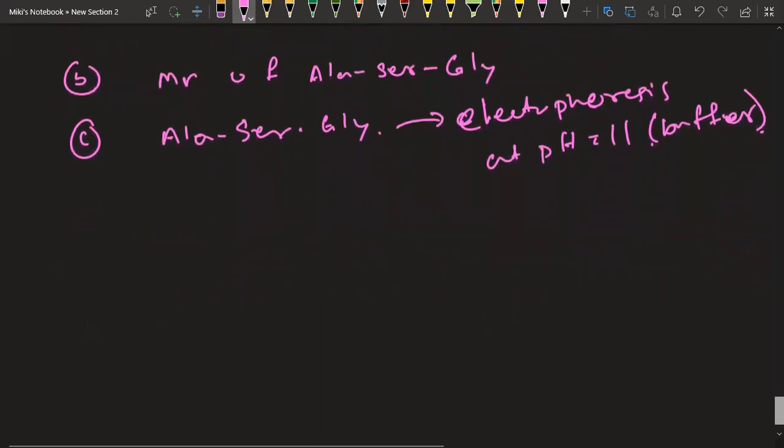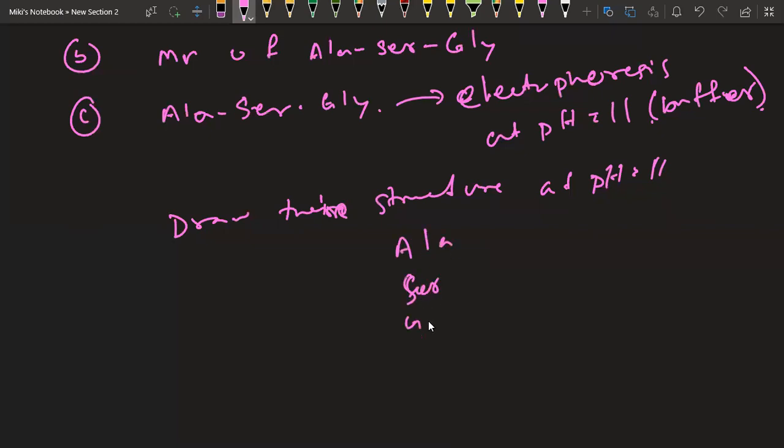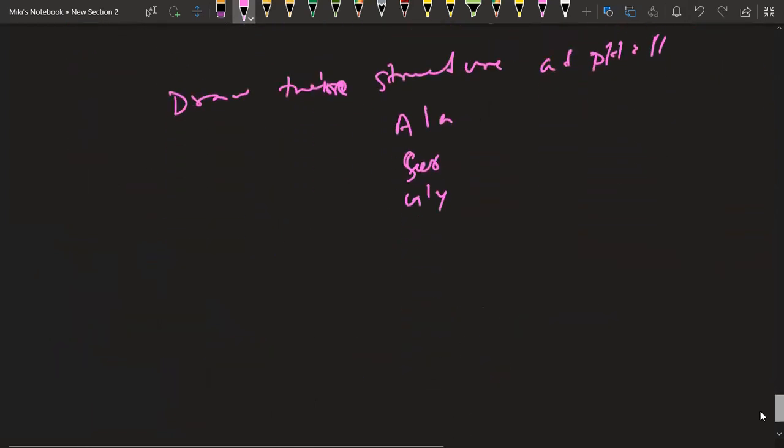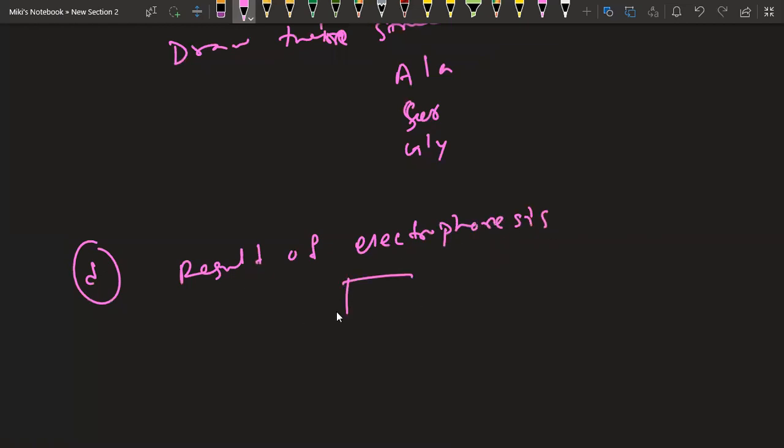Now, we have to draw the structure at pH 11. So draw their structure at pH equals to 11. Their structure means separately alanine, serine, and glycine. Each of their structures you should draw just like the previous one, just like this one. Remember here we now have pH 11 given. Finally, you have to identify the result of the electrophoresis. They have given you a diagram, and you have to label it. Also you have to identify which component is which one.